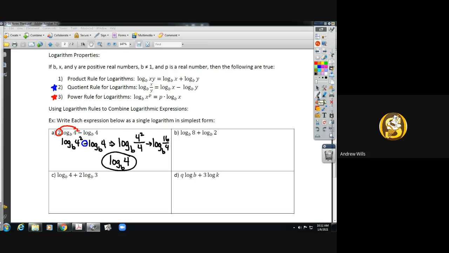All right. Letter B is a much simpler example. There are no numbers in front, so we don't have to deal with the exponent rule. But we do have a plus sign between our two logarithms, so we apply the product rule. And we rewrite this as log, keep the base of b, of 8 times 2. Now we've condensed it down to a single logarithm. We just need to simplify. 8 times 2 is 16. So our final answer would be log base b of 16.